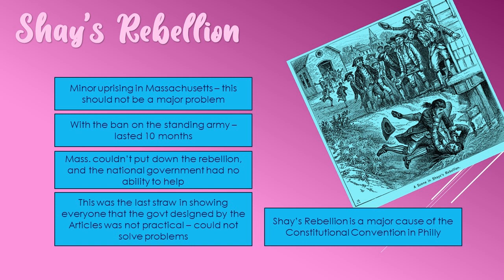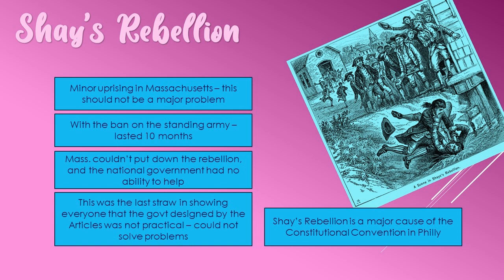The problem is that there is no standing army in the United States. If Massachusetts is unable to solve this problem by themselves, which they were, then the other states aren't just going to jump in and help, and there's no U.S. Army to come in and help Massachusetts, the state. So this little bitty problem, which should have been a little bitty problem, lasted almost a year.